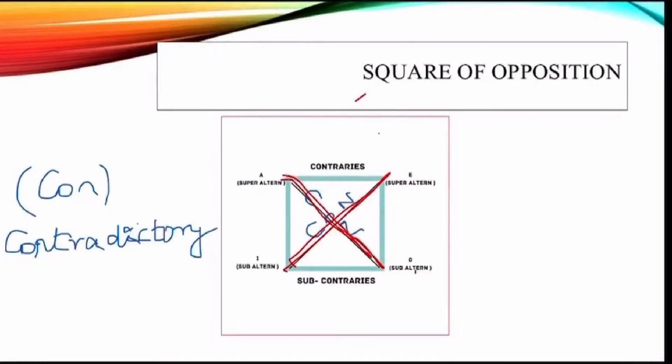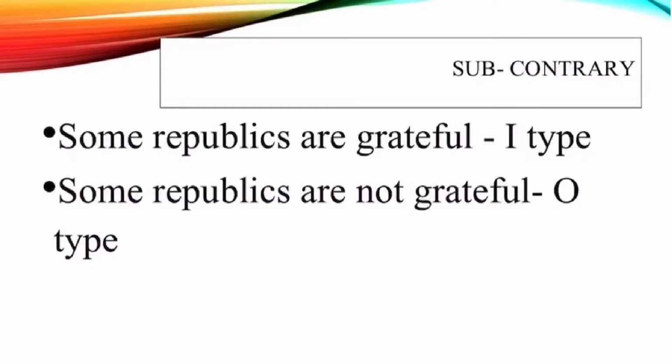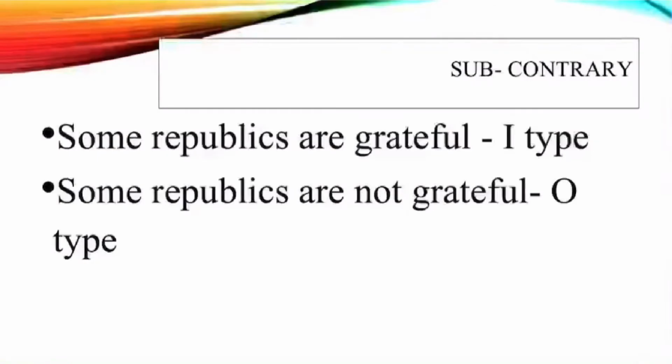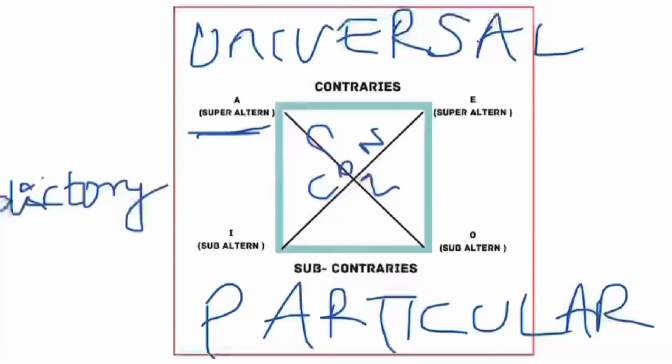If two propositions are related in a way that both may be true, but they cannot both be false, then it is subcontrary. Now, some republics are grateful, I-type proposition. Some republics are not grateful, O-type proposition. So if we consider these two propositions, both may be true, but both of them being false is not a possibility.